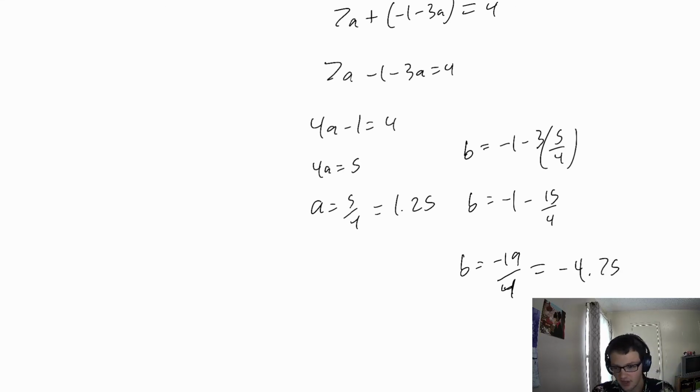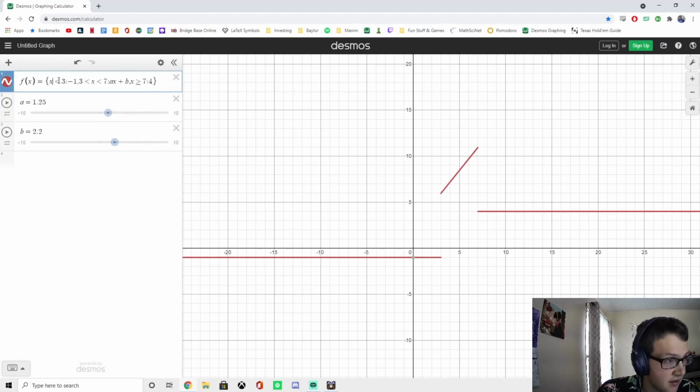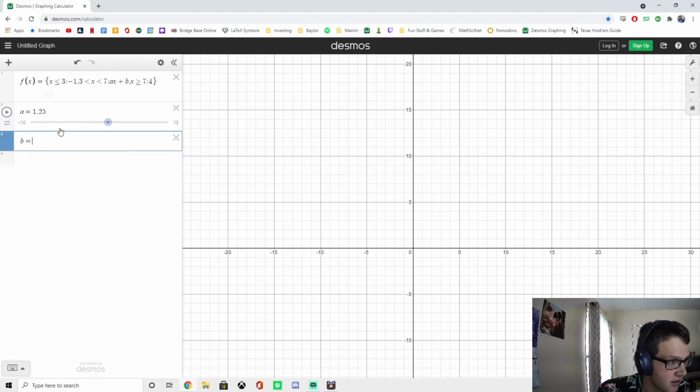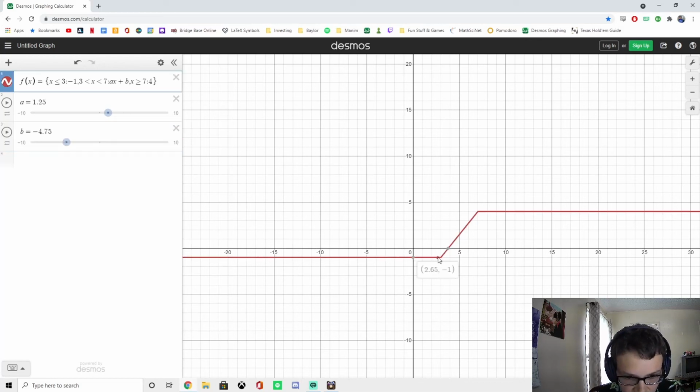And sure enough, if we go into Desmos over here and we change a to be 1.25, it needs to be like that, and we change b to be -4.75, look at that. Sure enough, we've bridged the gap and we have ourselves a continuous function.